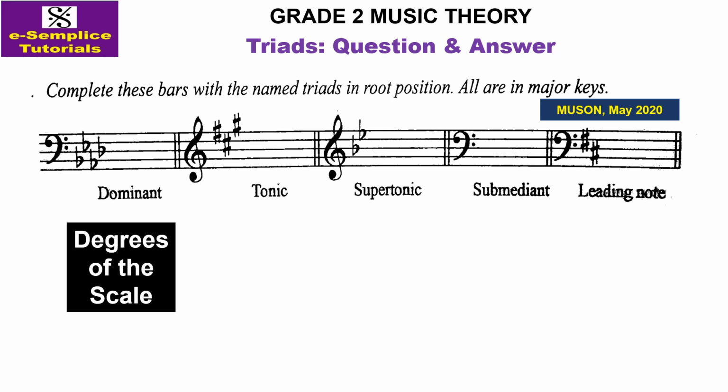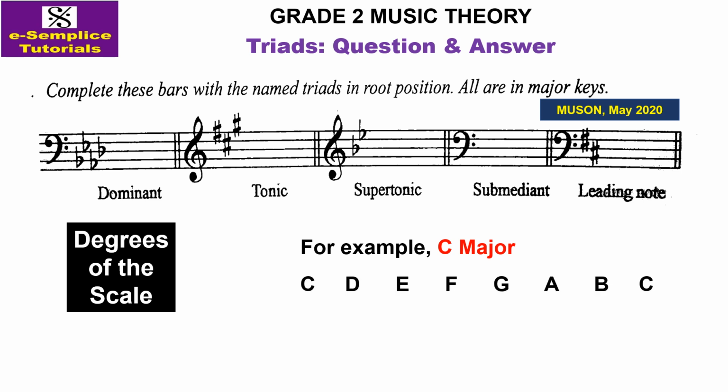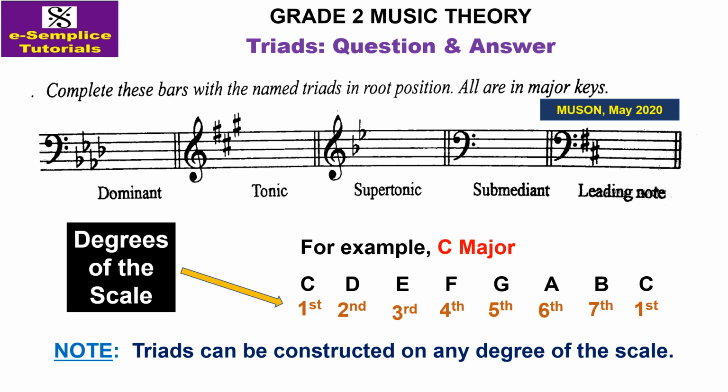We'll start by looking at degrees of the scale. For example, let's take C major scale. Write out the notes in the scale of C major. We'll have C, D, E, F, G, A, B, C. Then write the degrees of the scale. Note, triads can be constructed on any degree of the scale.